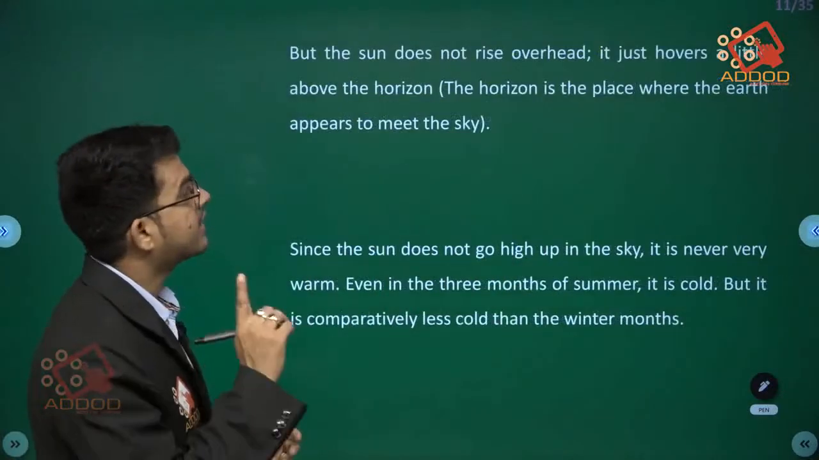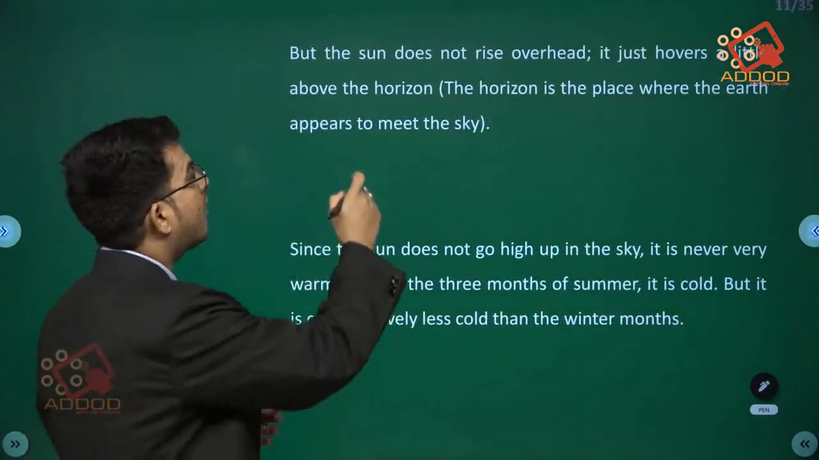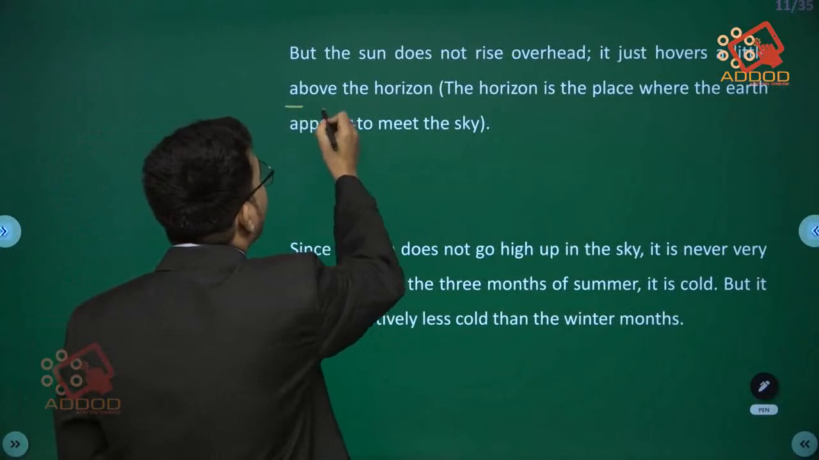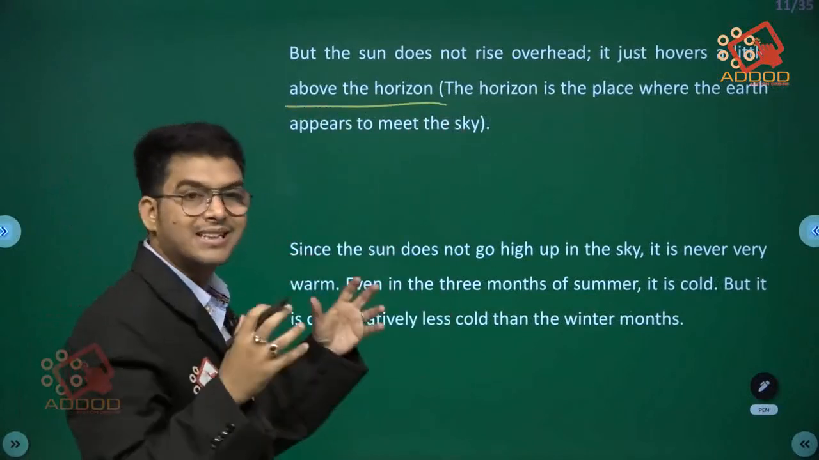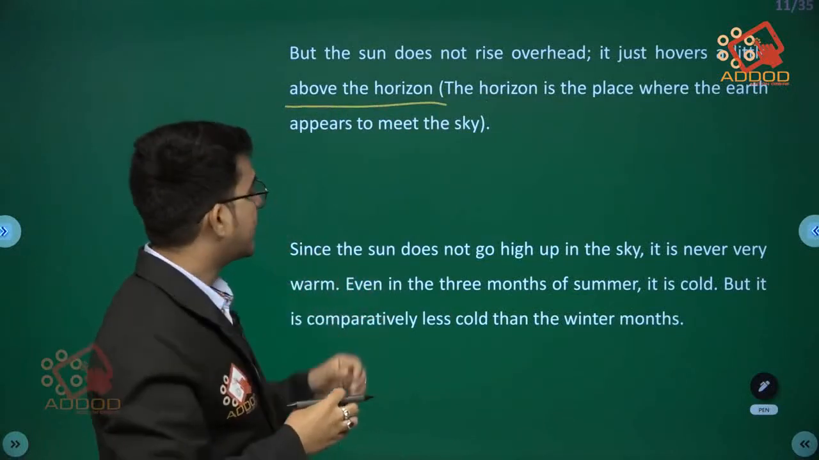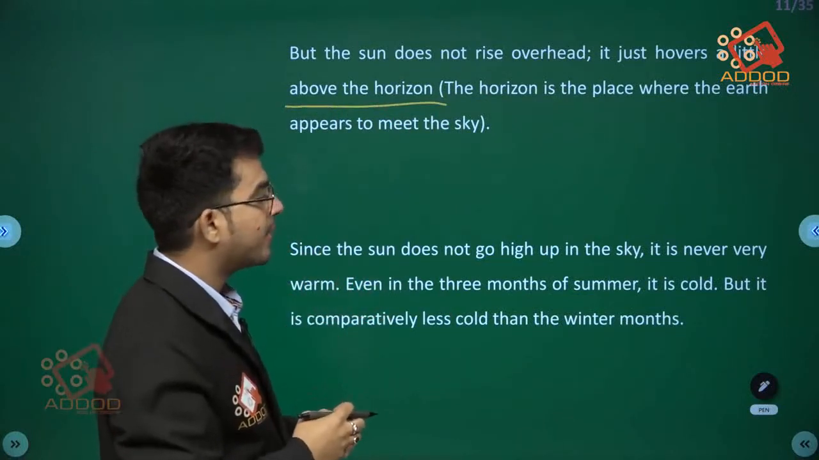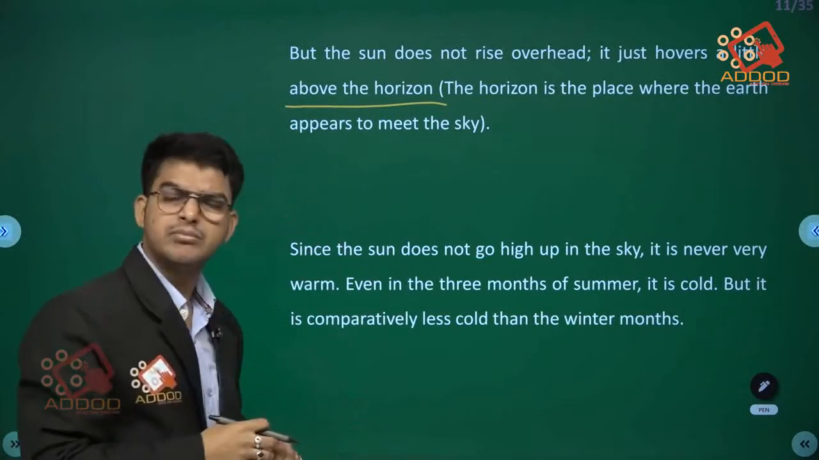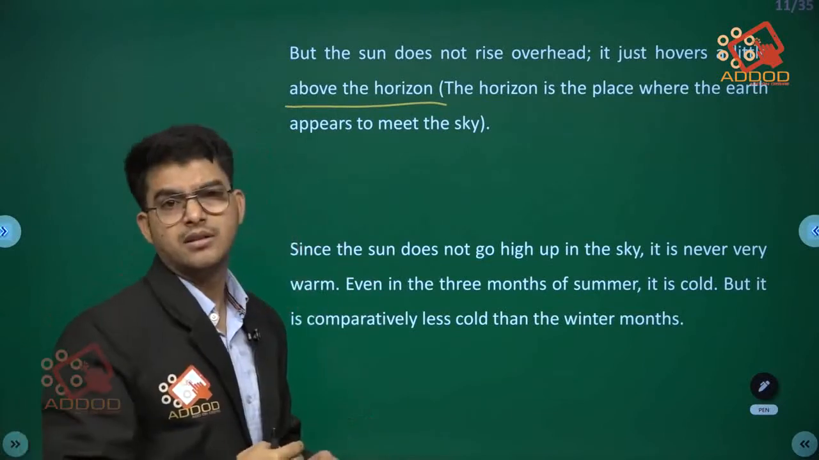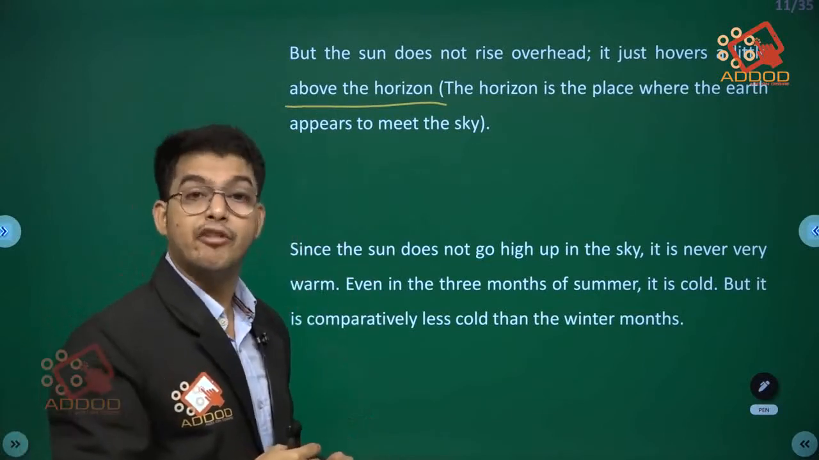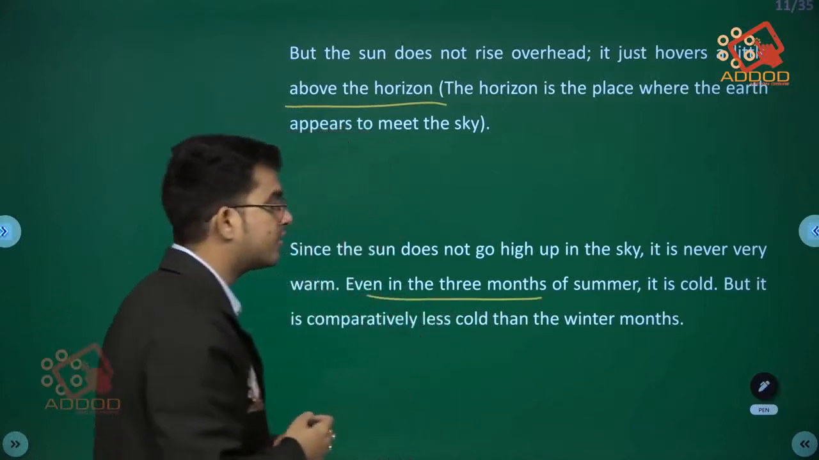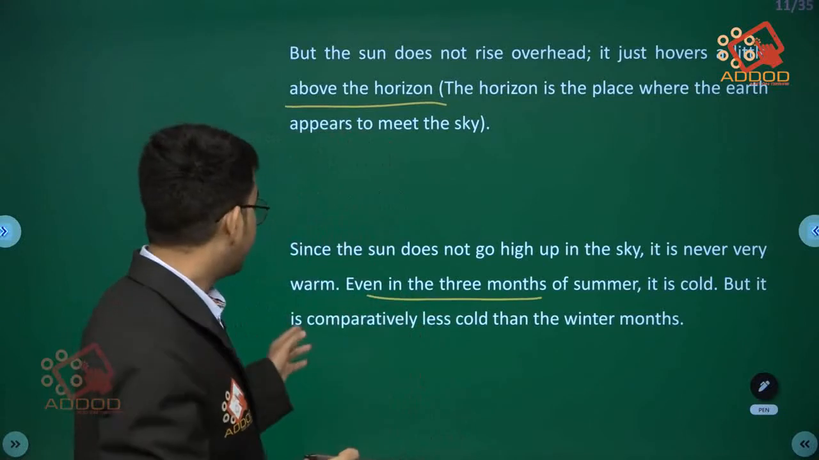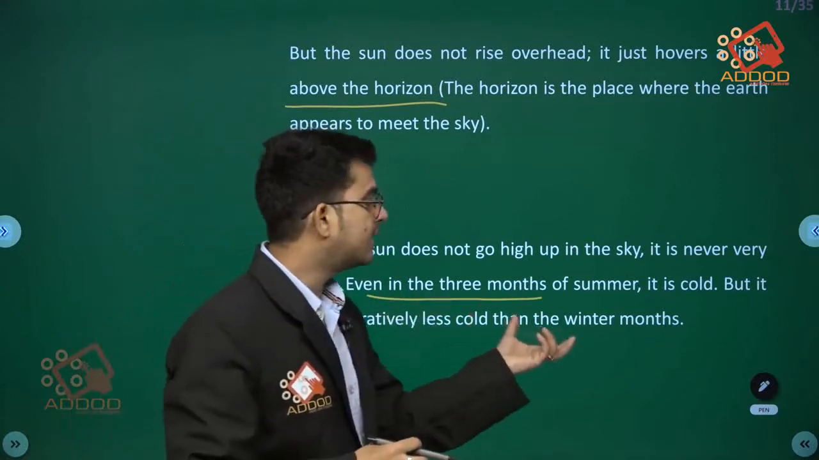But the sun doesn't rise overhead. It just hovers a little above the horizon. The horizon is the place where the earth appears to meet the sky. Since the sun doesn't go high up in the sky, it is never very warm. Even in the three months of summer, it is cold, but it is comparatively less cold than the winter months.